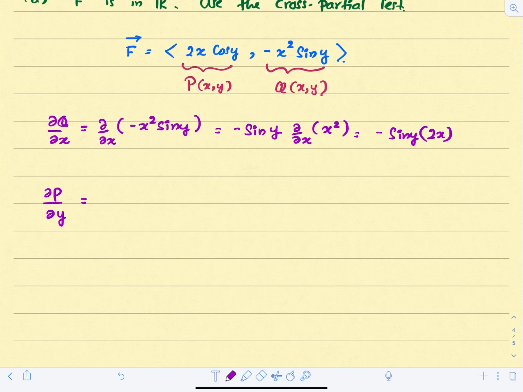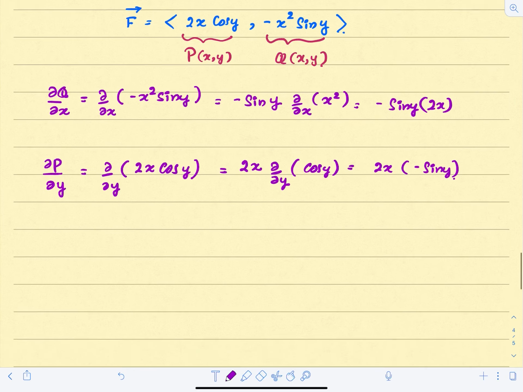Next, we want to calculate partial P over partial y. My P is 2x cosine y. That is the first component of the vector field. Now with respect to the y variable, we can treat 2x as if it is a constant. So we have 2x times partial over partial y of cosine y. Derivative of cosine y with respect to the y variable is negative sine y. So you have 2x times negative sine y.